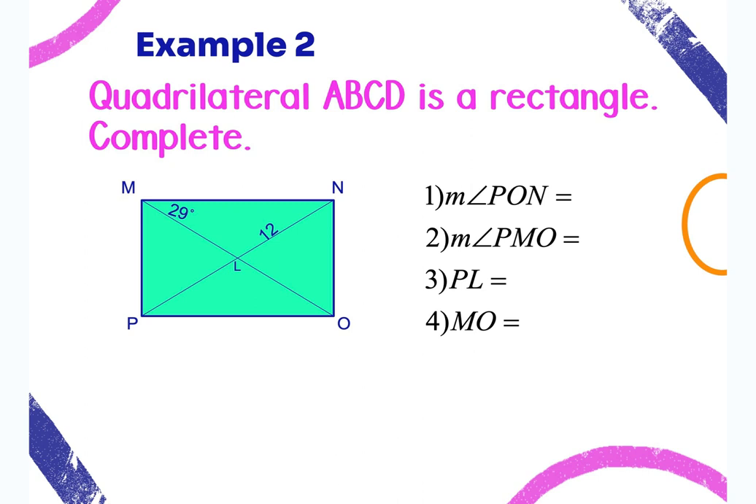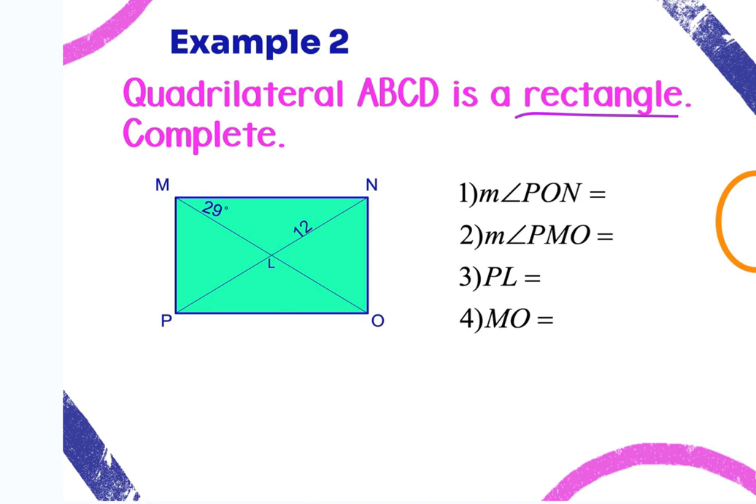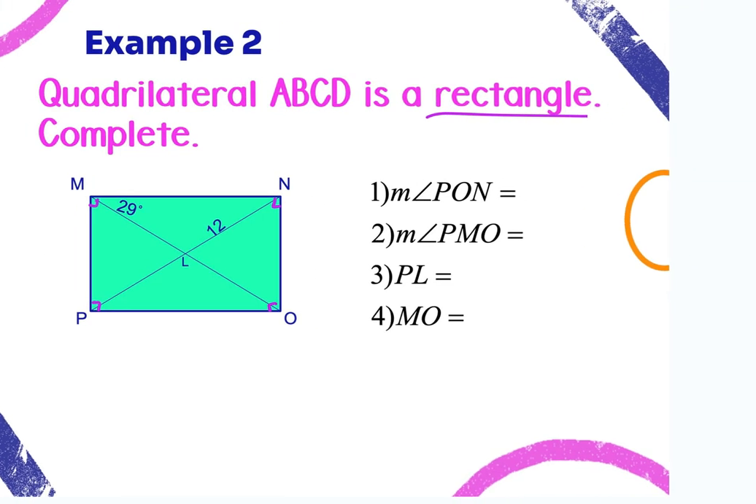All right, example 2 says quadrilateral ABCD is a rectangle. So this time we know all the properties of the parallelogram, all the properties of a rectangle being that the angles are 90 degrees, that the diagonals are congruent, and the diagonals are bisected because it's a parallelogram. So if I want to find PON, I know it's 90 degrees because of the definition of the rectangle. PMO would be this angle in here. And since these two have to add up to 90, I can do 90 minus the 29, and I get 61 degrees, which would be PMO.